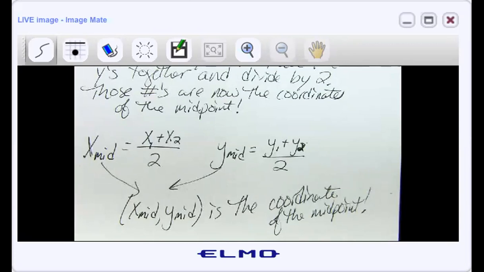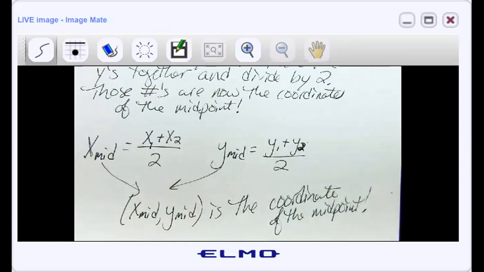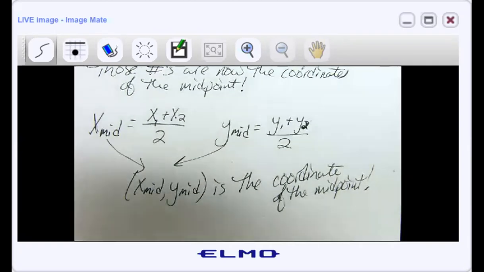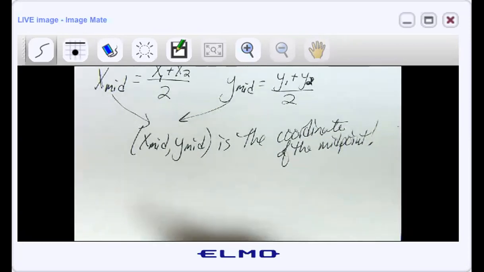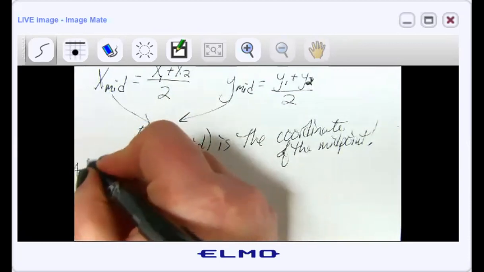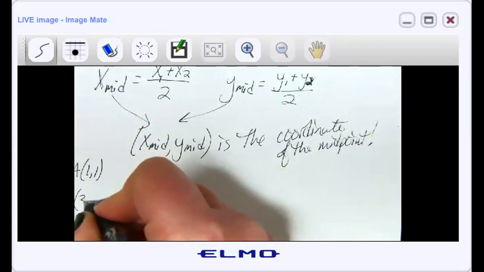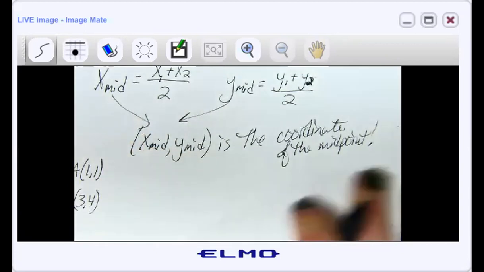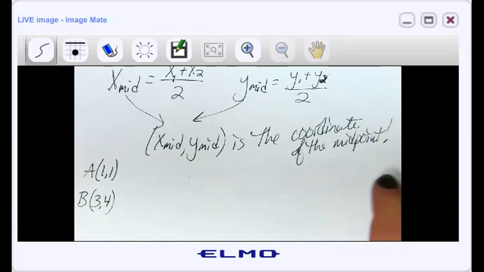Okay, so let's actually do it with the example that we did up above. All I'm going to do is copy down what the coordinates of the endpoints were, and then we can pop them in here and see exactly how it works. Let me move this down. There we go. All right, so A was at the ordered pair (1, 1), and B was at the ordered pair (3, 4). That was the example that I gave you up at the top when I drew it. Okay, so I have those two.